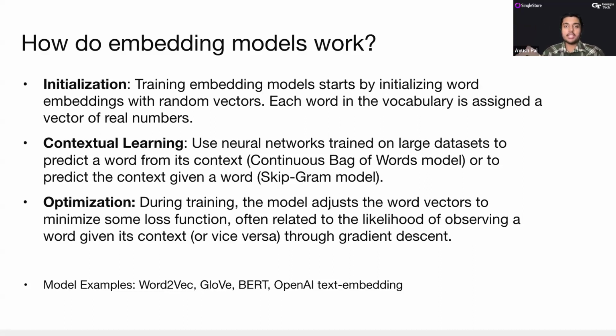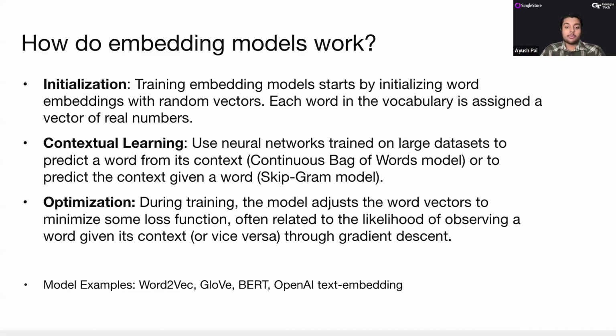And then the next stage is the optimization phase, where the true learning occurs in these neural networks, right? The model iteratively adjusts the word vectors to minimize a loss function. This is a very common way of training a lot of machine learning models, deep learning models, and often this is a function of the probability of observing a word given a context or vice versa, right?